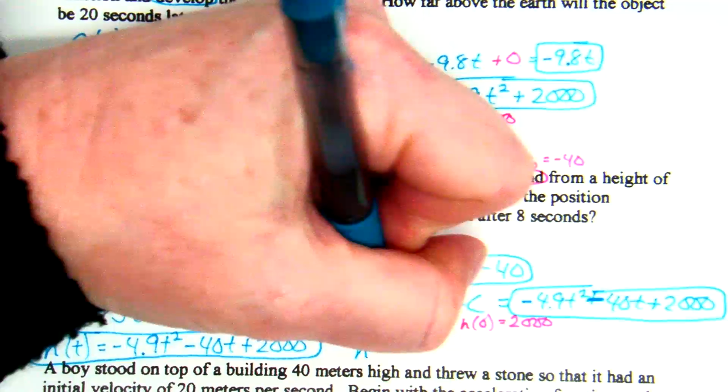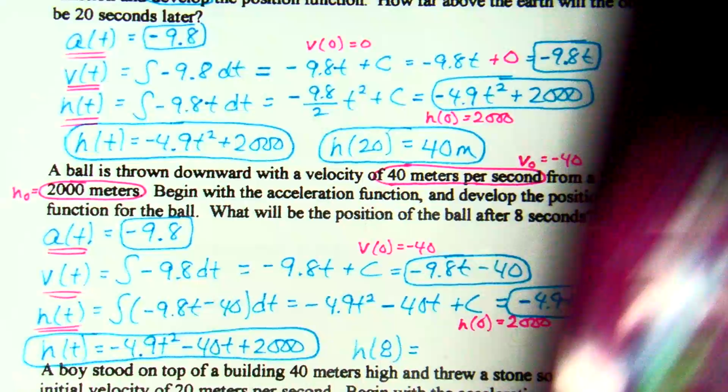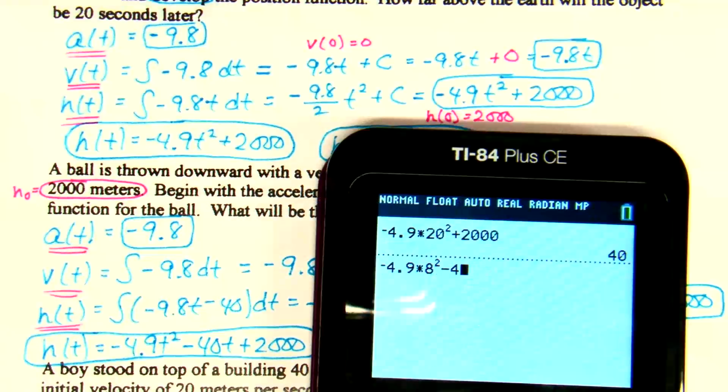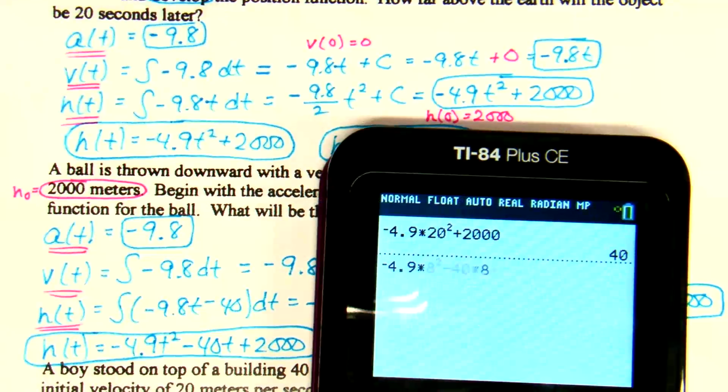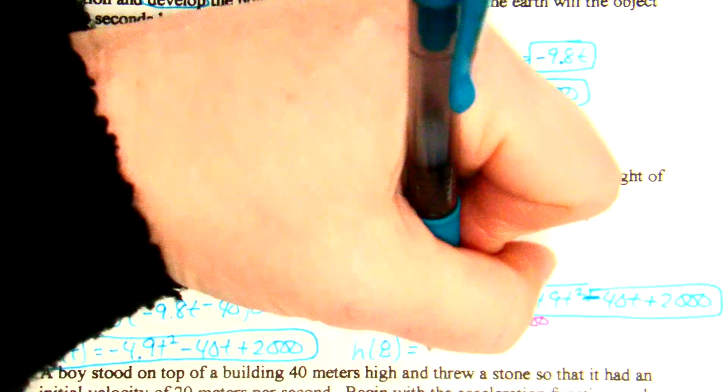So we're finding h of 8. Have you guys done the math? Let me rephrase that. Have your calculators done the math? Okay, there's my calculator doing the math. 1,366.4. 1,366.4 meters.